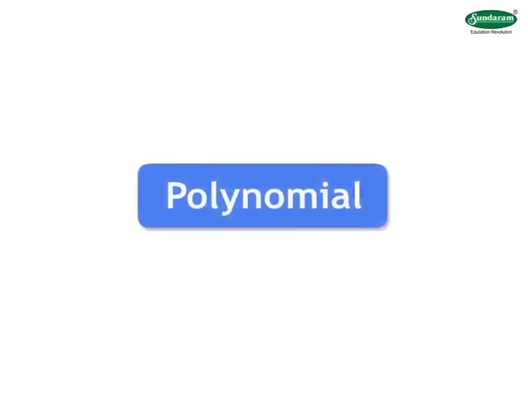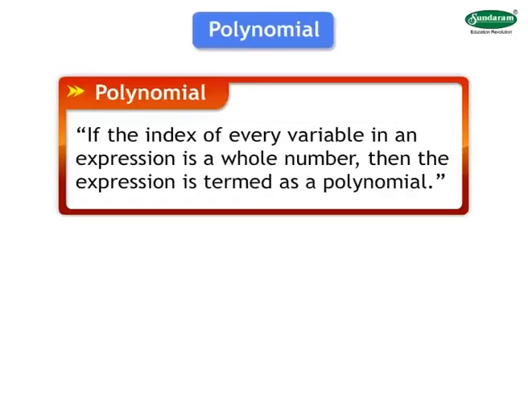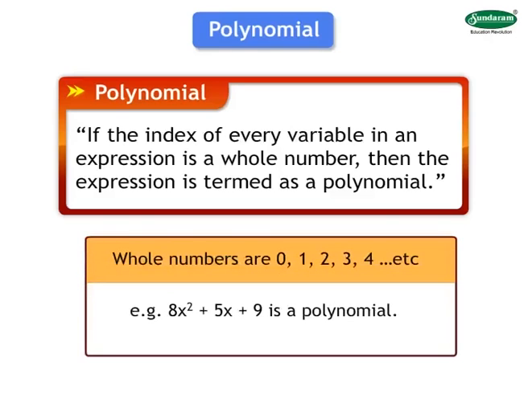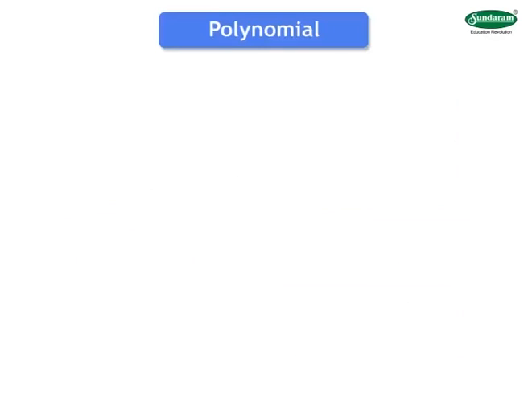What is a polynomial? If the index of every variable in an expression is a whole number, then the expression is termed a polynomial. Just to refresh your memory, whole numbers are 0, 1, 2, 3, 4, etc. Thus, 8x squared plus 5x plus 9 is a polynomial, as it has indices 2, 1, 0, which are whole numbers.